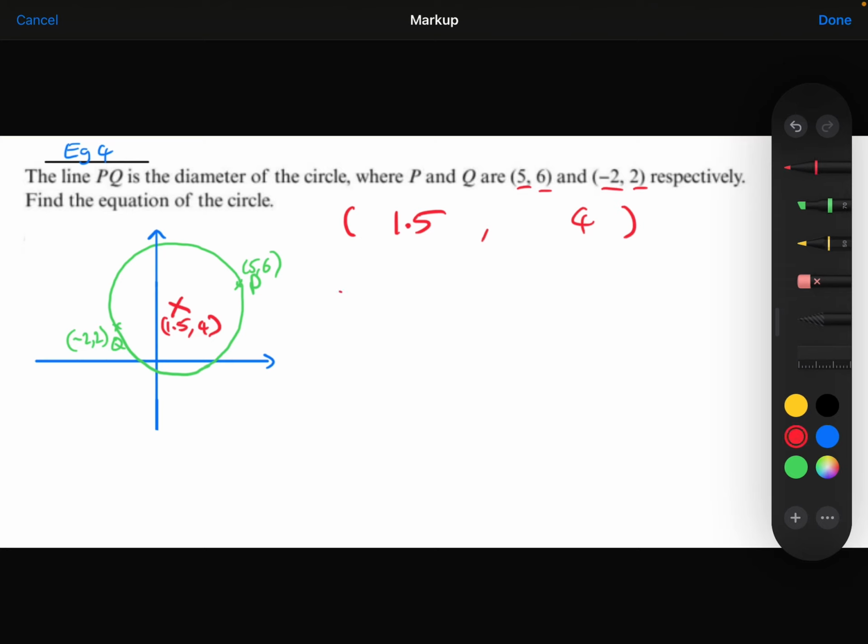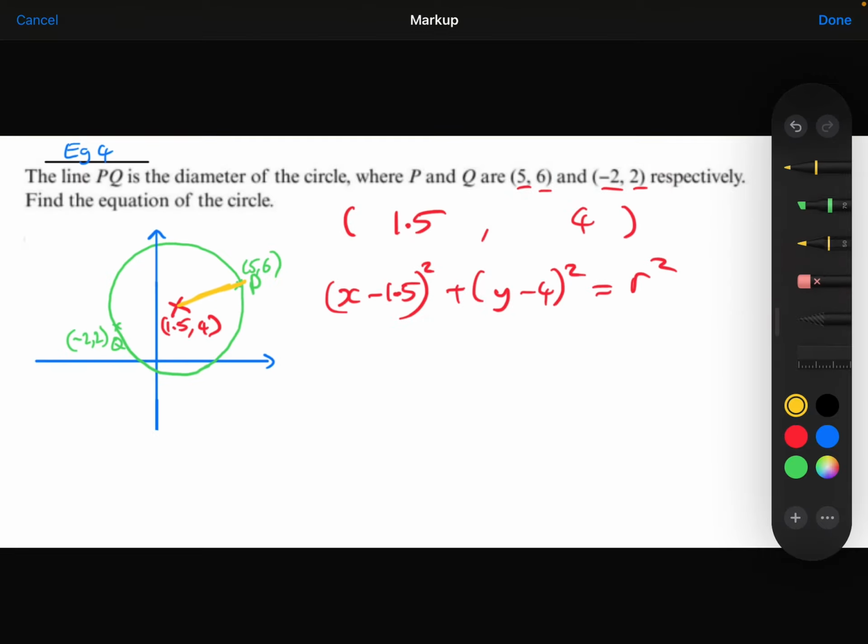So I've got the beginning part of the equation then. It's going to be x minus 1.5 squared plus y minus 4 squared. But I don't know what the radius is yet. But that's fine because I can work out the radius reasonably simply, because I know that the radius is the distance from the centre of the circle to any point on the circumference.